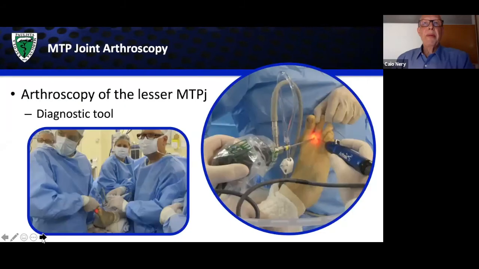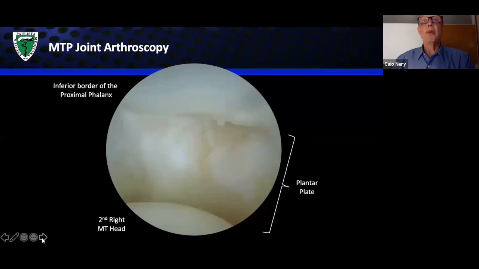From the very beginning of our study of plantar plate lesions, we used the MTP joint arthroscopy as a diagnostic tool. Let me introduce you to the most common arthroscopic aspect of the lesser MTP joint. In the upper part of the image, we can see the inferior border of the proximal articular surface of the proximal phalanx. In the lower part of the image, we can see the round aspect of the metatarsal head.